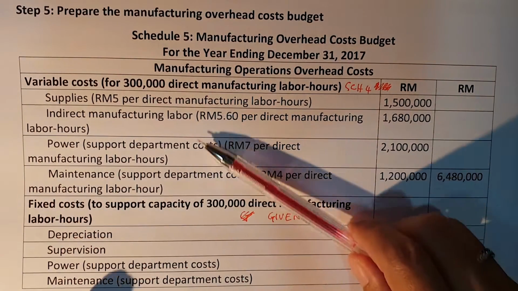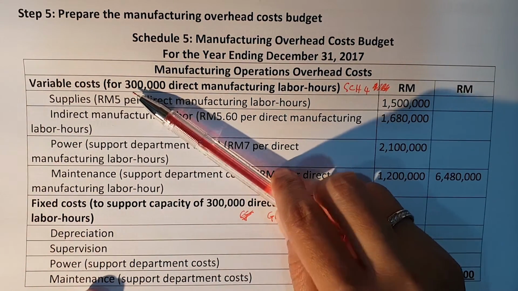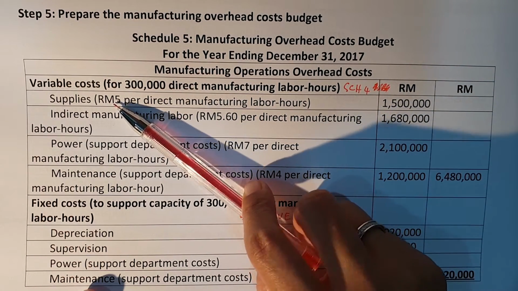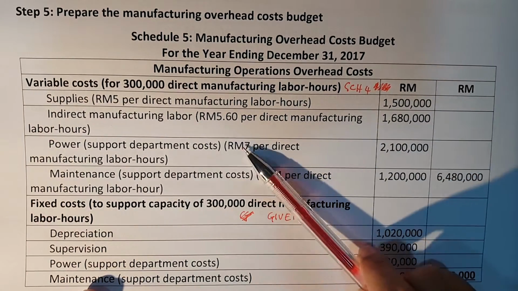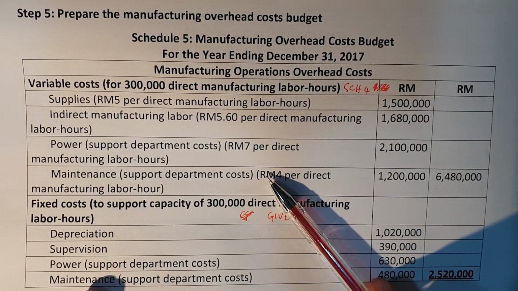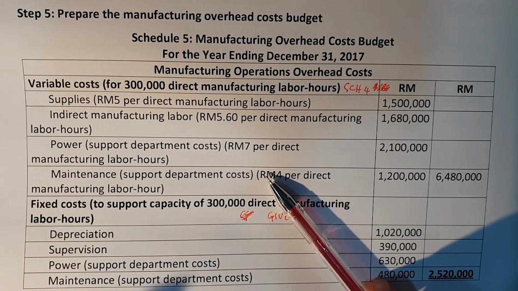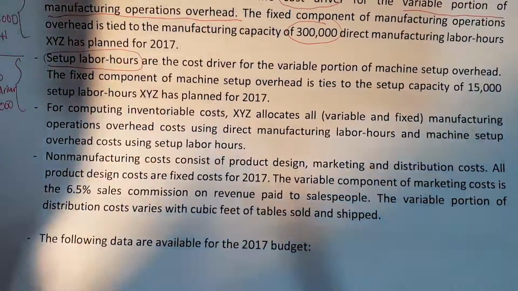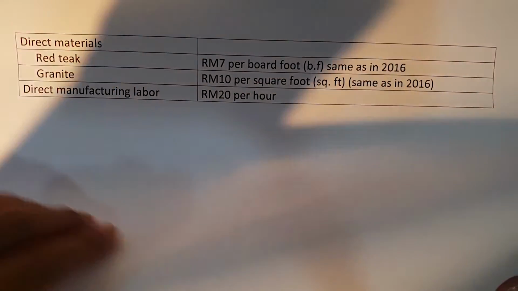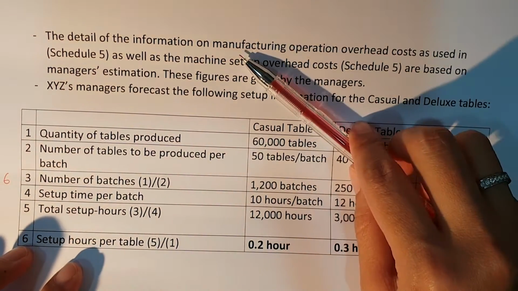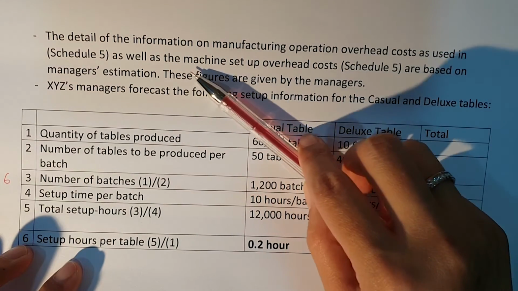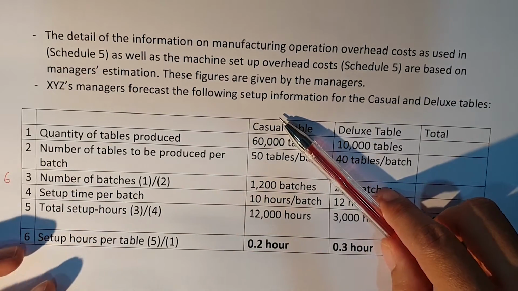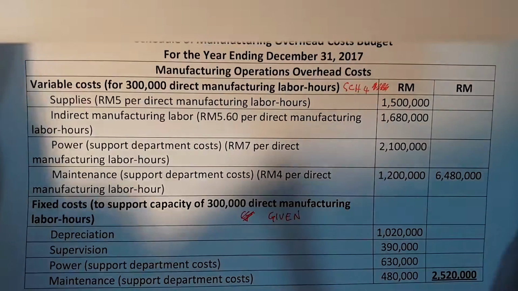Other than that, the detail about the variable costs such as supplies, indirect manufacturing labor, power, maintenance, and the detail for these, 5 ringgit and 60, all of this information is actually an estimation by the managers from the previous year's information. And this has also been mentioned in the question. If you look at the information in the questions, the detail on manufacturing operation overhead costs as well as the machine setup overhead costs in respect to schedule 5 are based on the managers' estimation, and these figures are given by the managers.